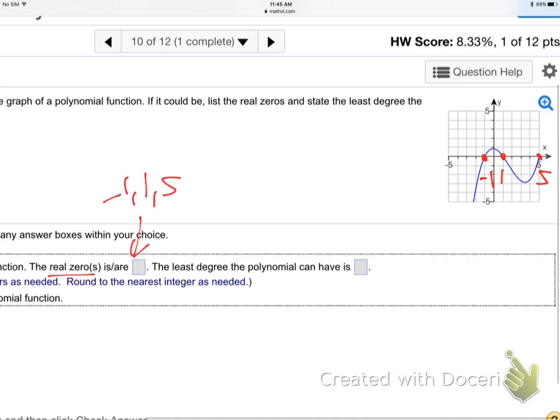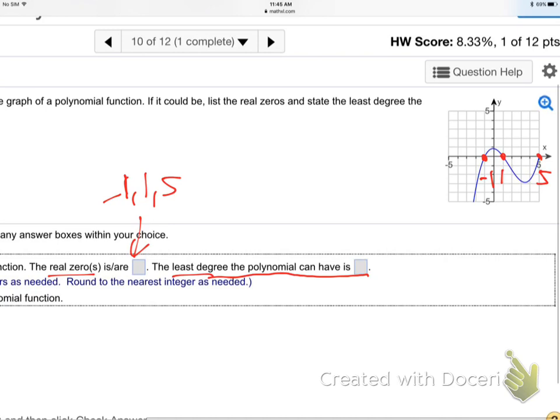They just want you to list them with a comma, any order, doesn't matter. So x is -1, x is +1, and x is 5. That function hits 0, doesn't it? Those are the zeros. And it says, list the degree the polynomial can have. Oh, the least degree. I should read that carefully. The least degree the polynomial can have.